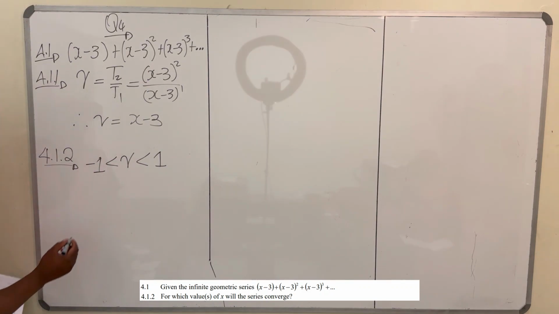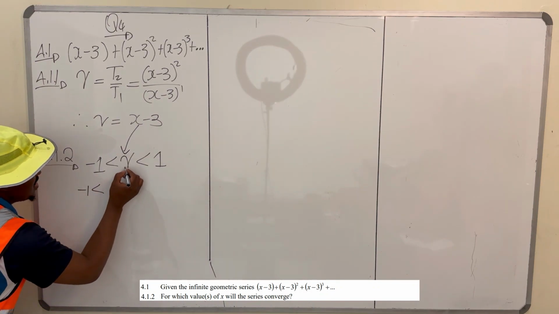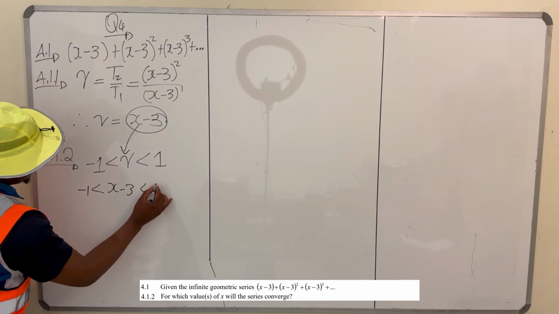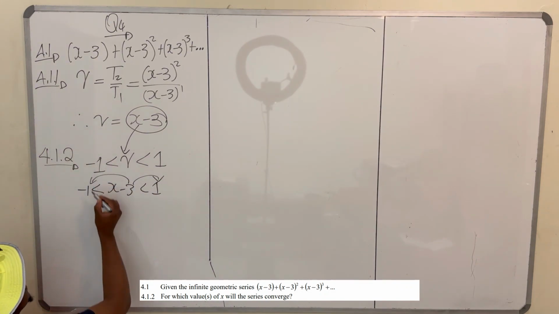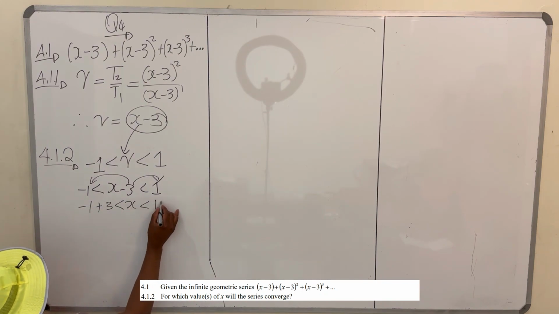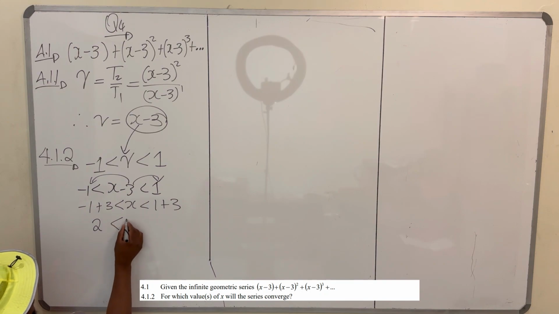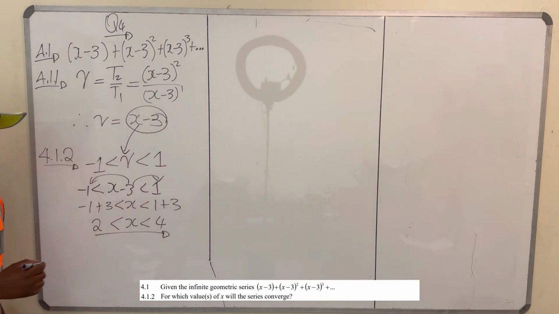So okay, my ratio is this. So you have minus 1 less than, in the place of ratio, you put this thing, x minus 3, less than 1. Then you solve for x, transpose both sides, right? Yes. Minus 1 plus 3 less than x less than 1 plus 3. So we have what here? That's 2 less than x less than 4. Done. Are you guys happy? Yes.